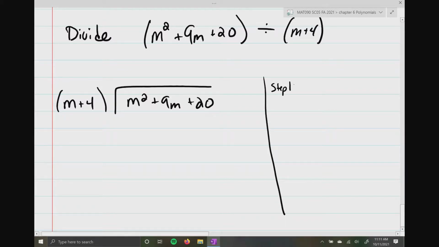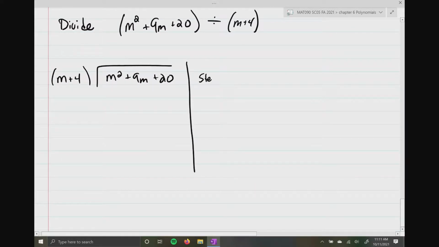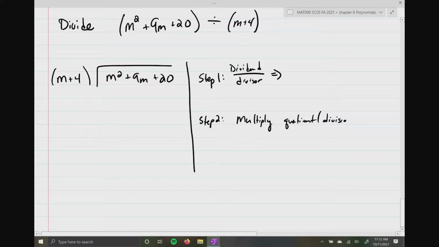Then I'm going to write my steps. My steps don't change. They're always the same. Give myself a little bit more space here. There we go. Zoom out. So I'm just running out my steps real quick. All right, so here are my steps.